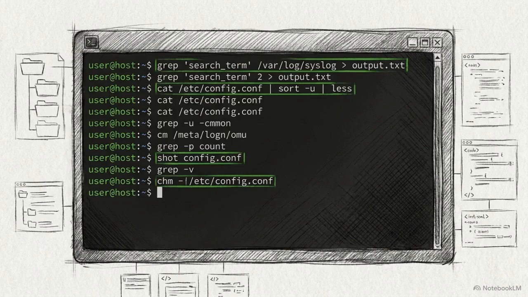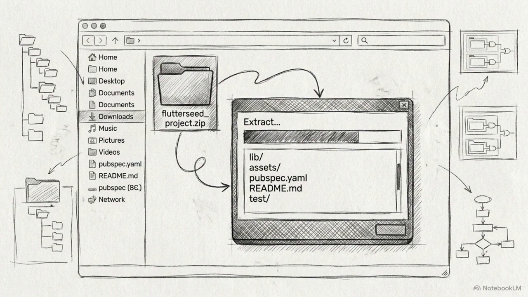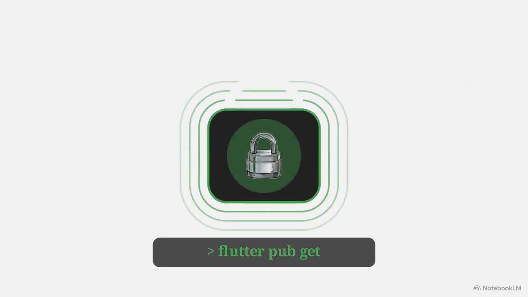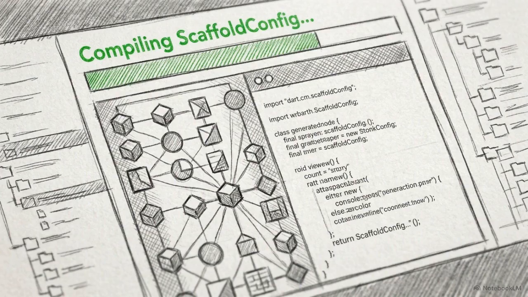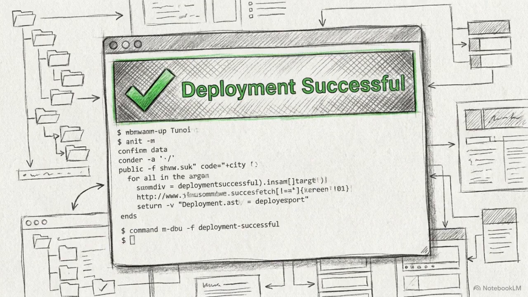If you prefer to stay in the terminal, you can bypass the browser entirely. The FlutterSeed CLI lets you trigger this exact generation process straight from your command line. Once downloaded, your next step is to extract the zip file and run flutter pub get to lock all of your local dependencies in place. By compiling these configurations dynamically through a centralized engine, the platform removes human error from the scaffolding process and delivers highly predictable deployments.